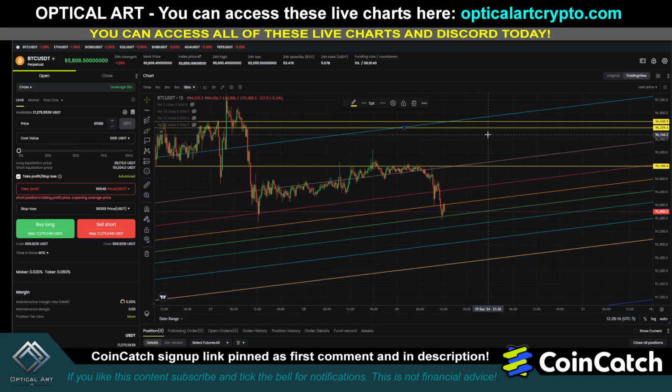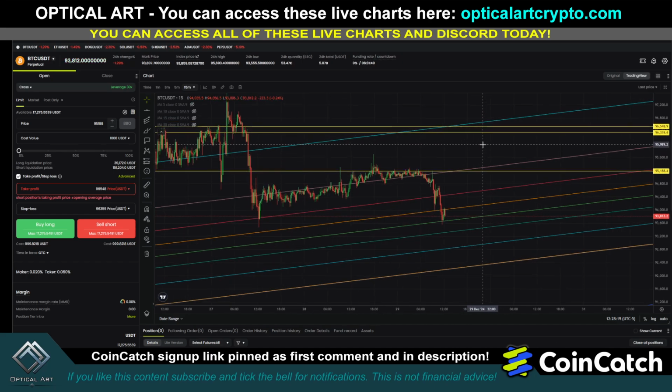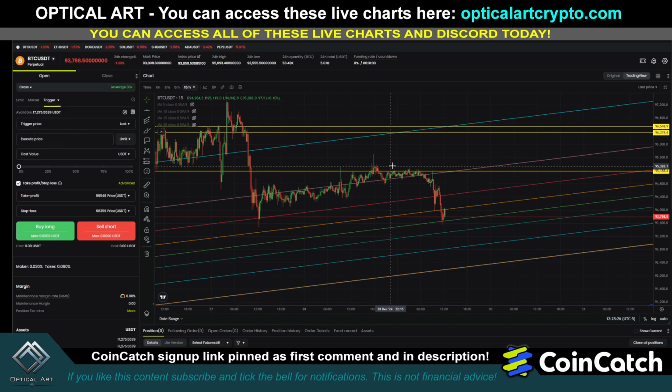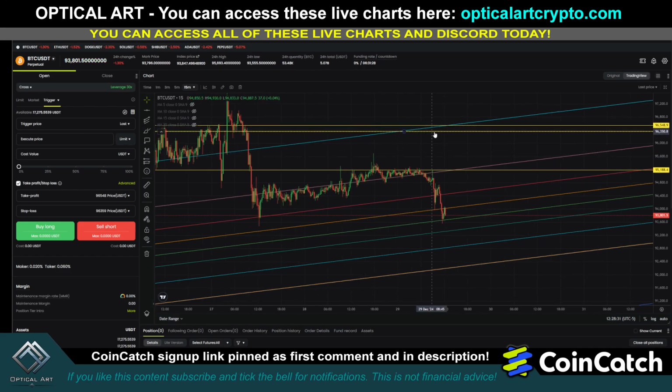So this is where trigger order comes in. Let me get rid of this. Actually, we'll leave that right there. Where it says post only, we click on trigger. Now we can set it up so that if we push above a certain point, it'll trigger a long. So you do trigger price. If we push above this point, 95,188, that's the trigger price. If it hits this point, it will open a long, right?